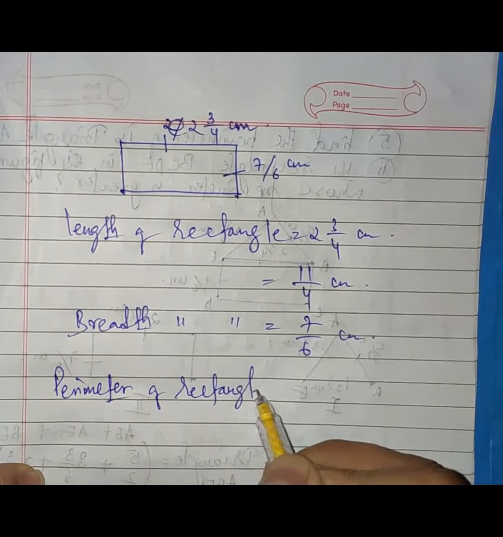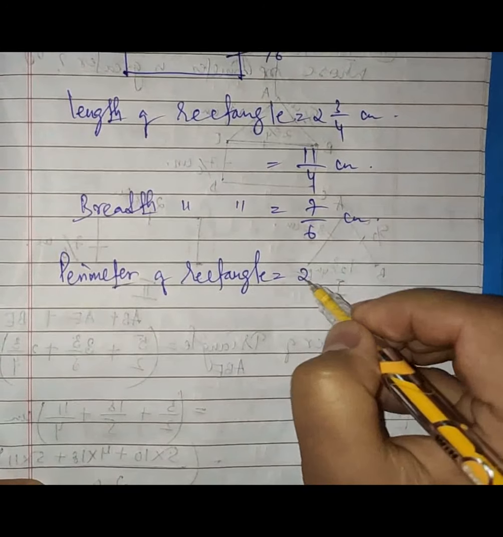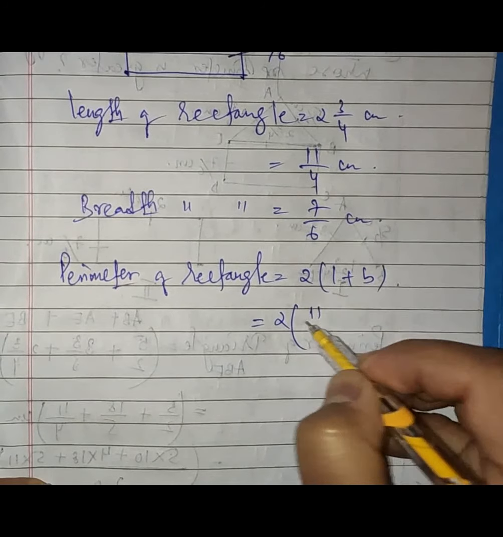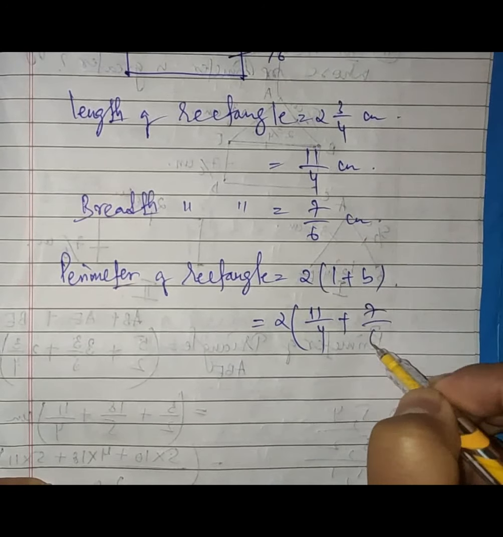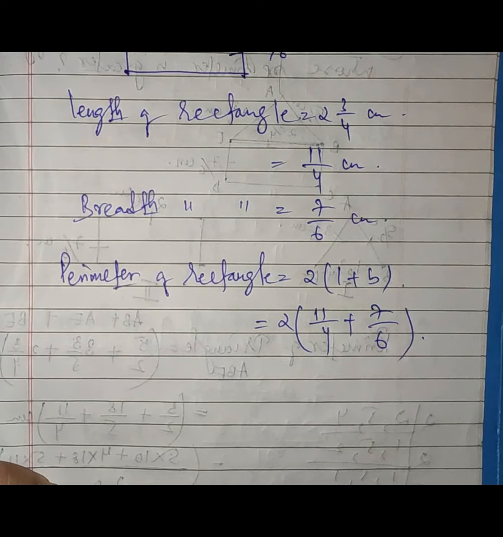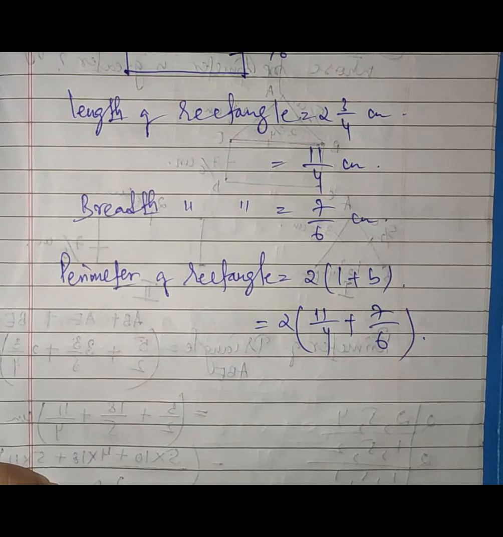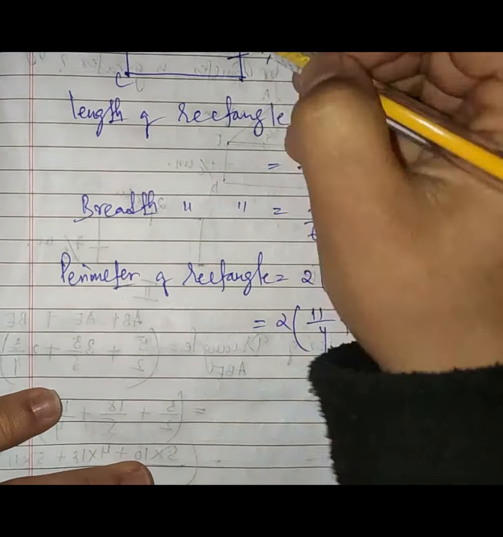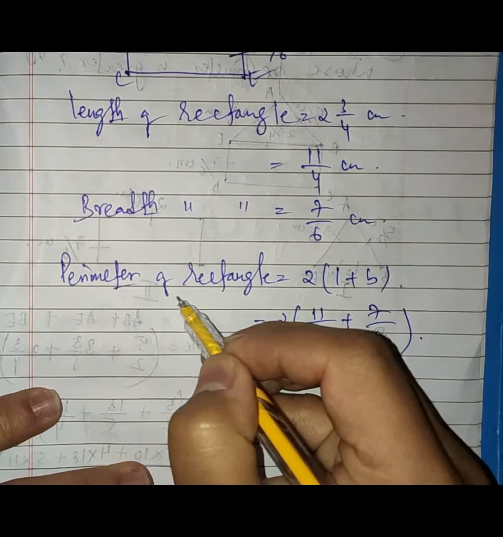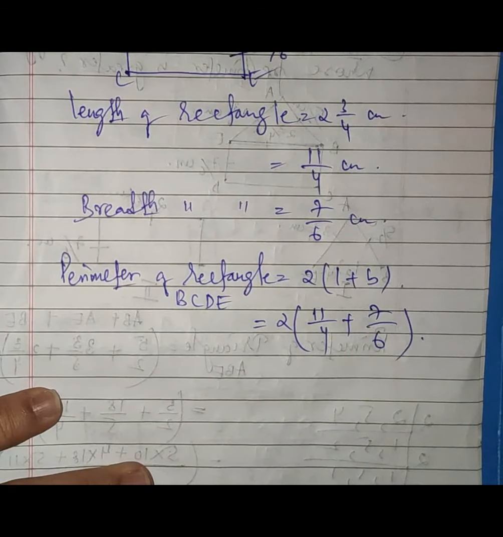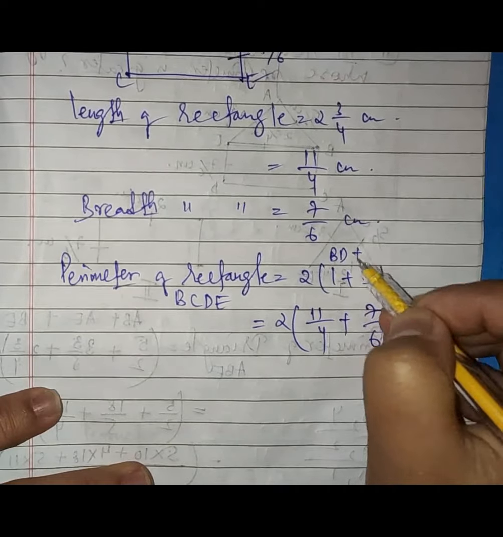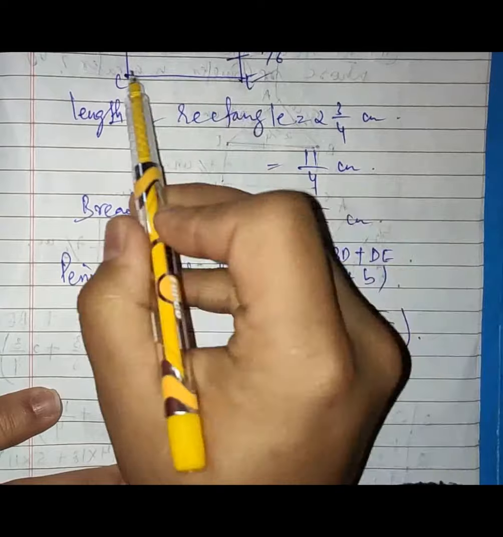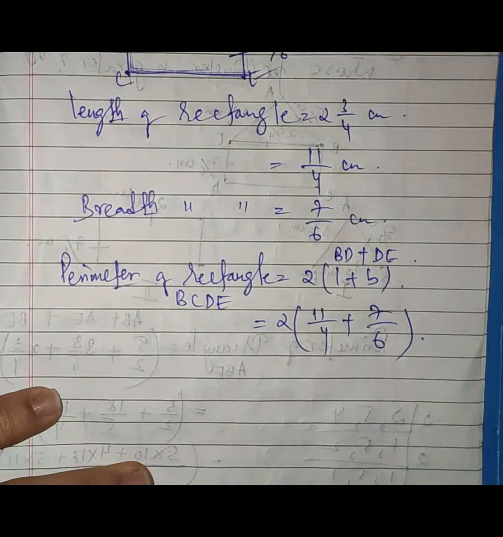Alright. So the formula for the perimeter of a rectangle is 2 into length plus breadth. The value of length is 11 by 4 plus 7 by 6. We can write the name of this rectangle also. So let me write the name here, BCDE. So our rectangle is BCDE. Alright. So length is our BD here, and breadth here is DE. Or you can consider CE as a length and BC as a breadth.